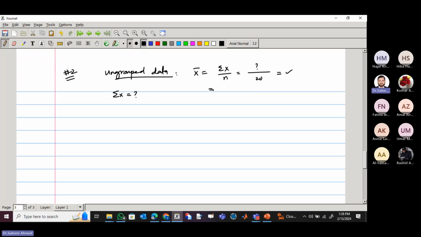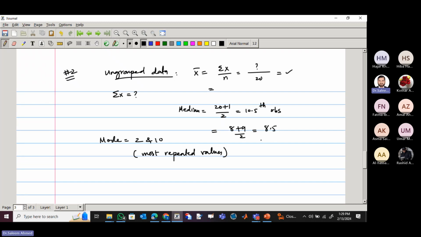We calculated the median. The common mistake students make is they just write 10.5 as the median. This is not the median. The 10.5th observation is the median, which is 8 plus 9 by 2. The 10th observation was 8, the 11th observation was 9. So the median is this. Mode is the most repeated value: 2 and 10. There are two values which are repeated 3 times. So you can find that.